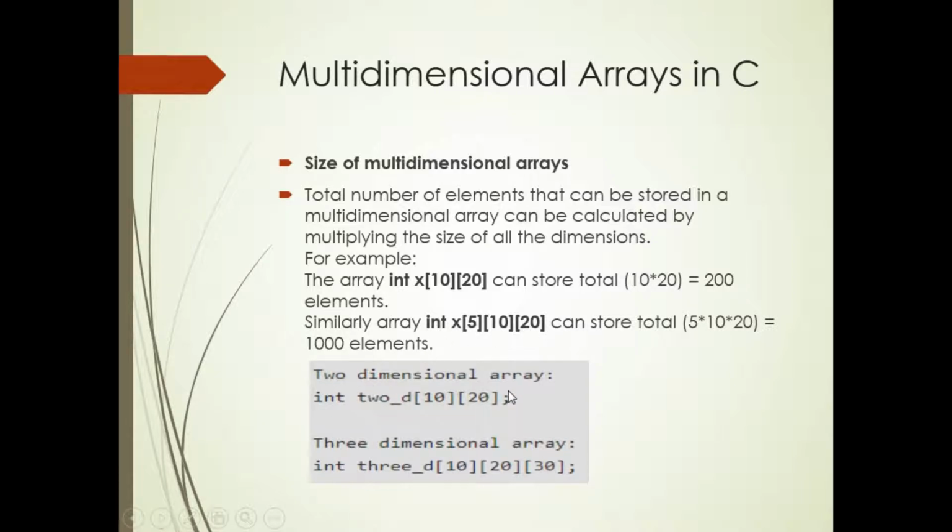So here is another example of a two-dimensional array in which we have created an integer array named 2D, and its array size is 10 cross 20. So total elements is 200. And the same here for a 3-dimensional array. It has 3 array indices 10, 20 and 30. We multiply them and we get 6000 as our answer.